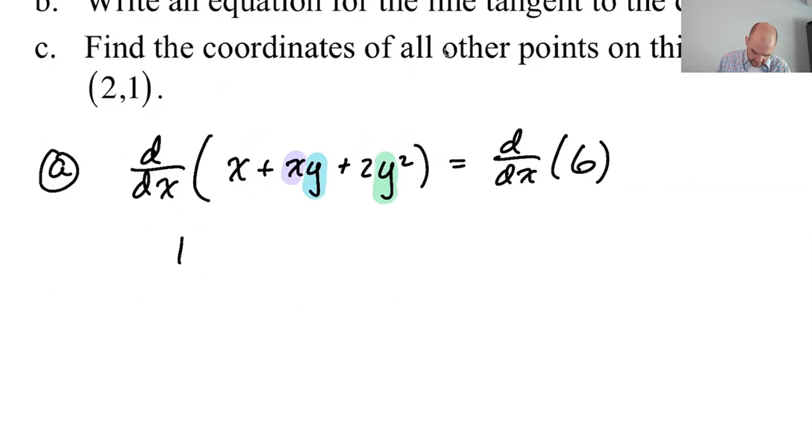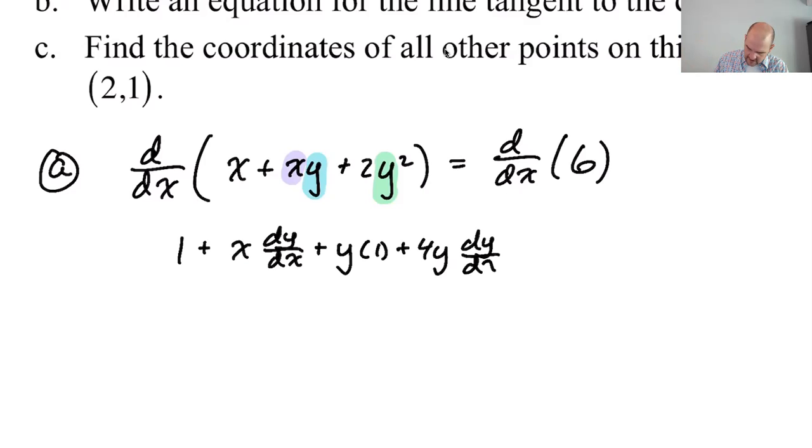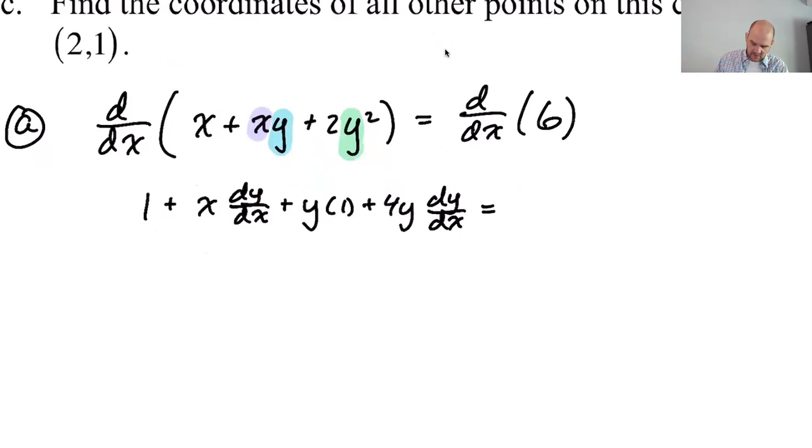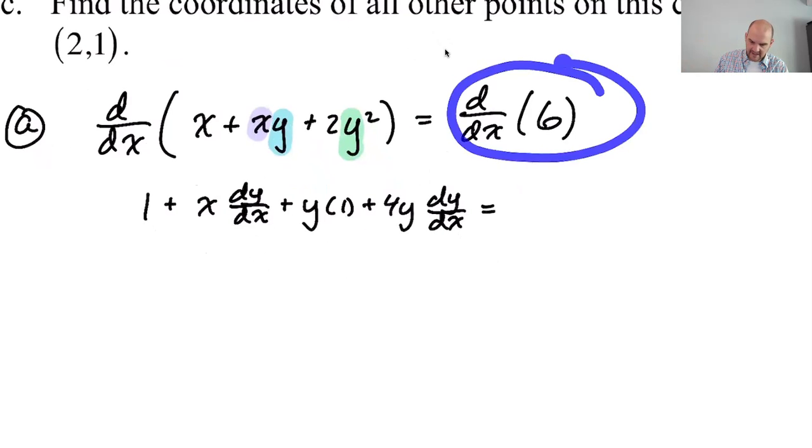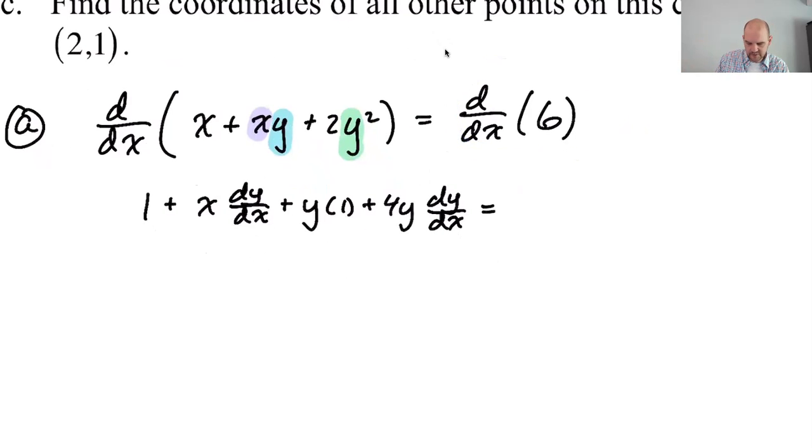So 1 is the derivative of x. And then product rule: first times derivative of the second plus second times derivative of the first, plus chain rule. The derivative of 2y squared is 4y times dy/dx. So 4y dy/dx. The biggest mistake that I see people make is that the derivative of a constant should be 0, and people just forget to do that.